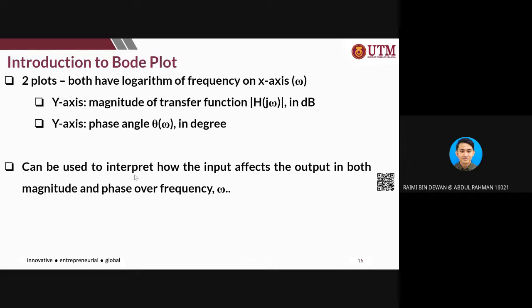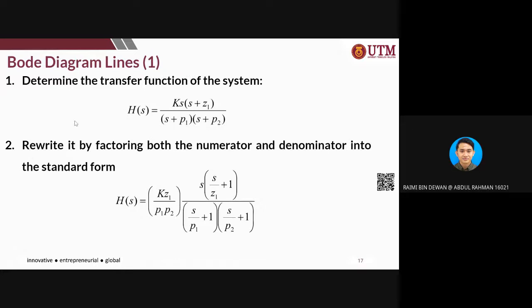It can be used to interpret how the input affects the output in both magnitude and phase over frequency. Because you know, it's actually a relation between input and output, which is your H. So this Bode plot can be used to interpret how the input affects the output in both terms, your magnitude and your phase, over variation of omega. So the first step in actually drawing these Bode diagram lines is you need to determine the transfer function of the system.